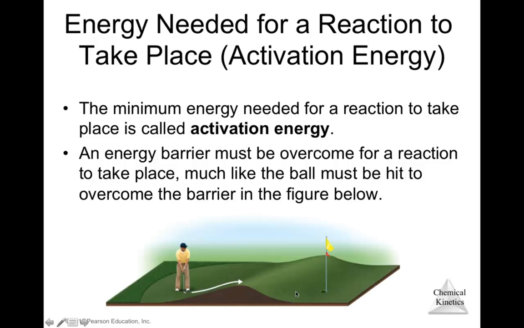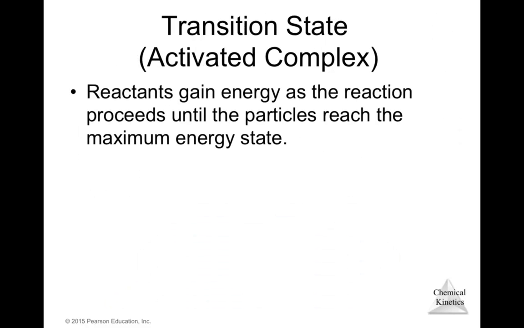So, if you're playing golf and you have this barrier, you need to hit the ball with enough energy that it could overcome that barrier and then go to this side to make the hole. In a reaction, we have the same concept. We need to have that minimum energy so that reactants can collide in the right position and make the products. Now, the reactants gain energy as the reaction proceeds until the particles reach the maximum energy state.